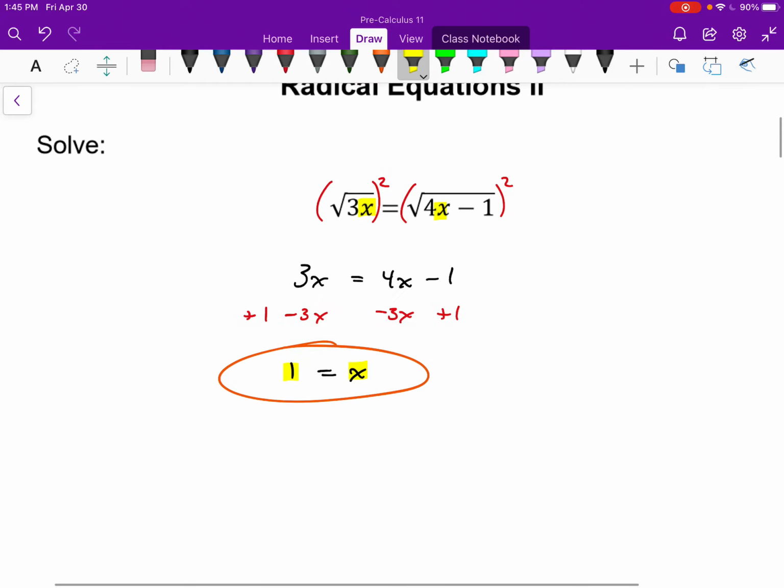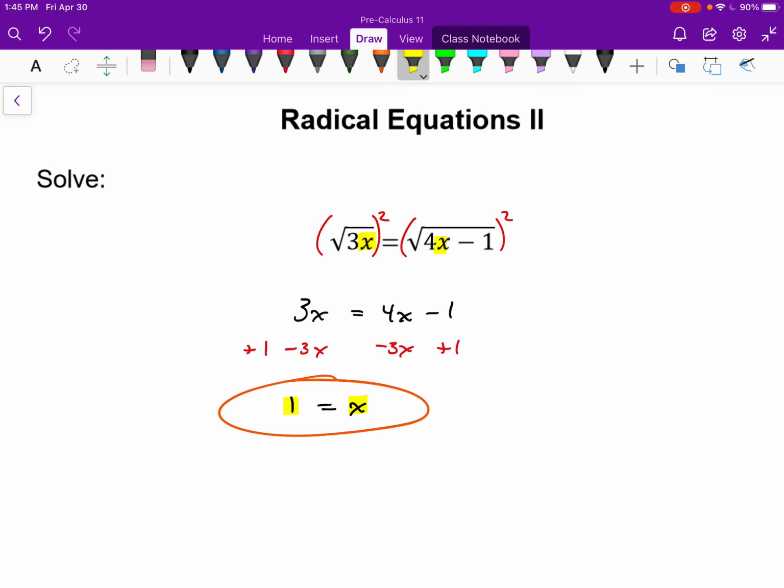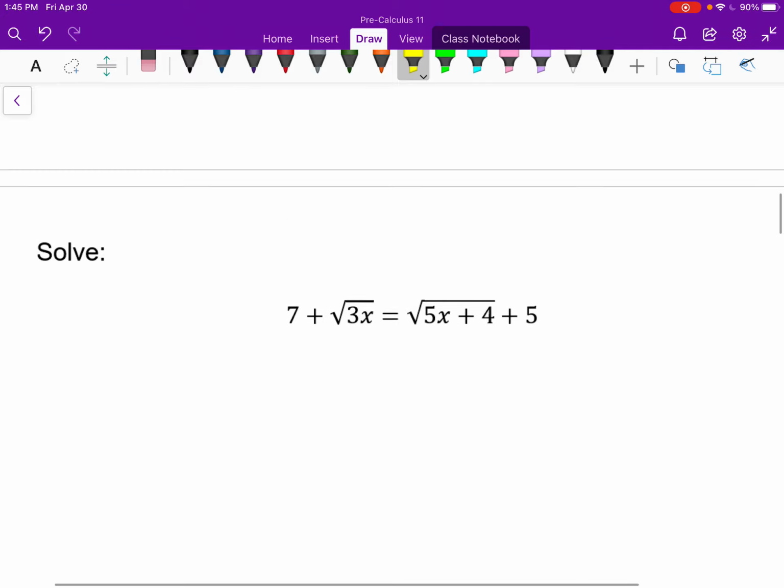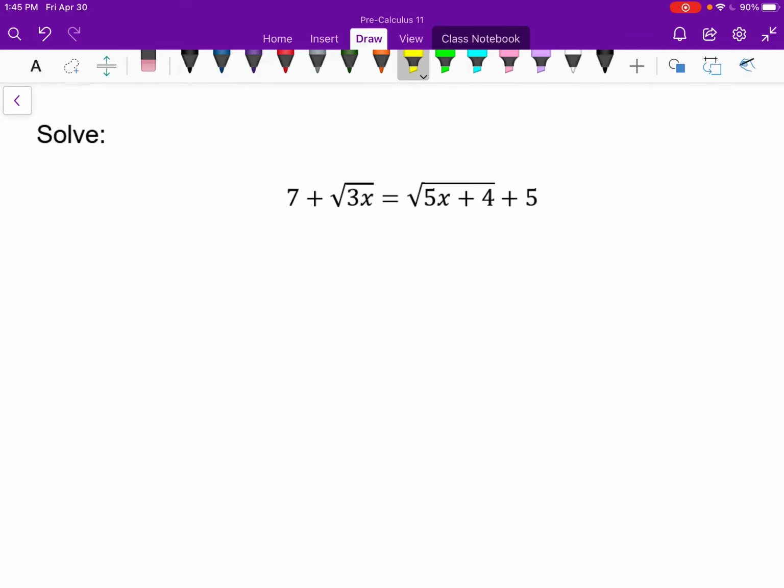Perfect. Well, that was a nice way to start. Again, if you just have one radical equaling another radical on the other side, and they're both the same type of root, it comes together quite nicely. This will not come together quite this nicely. But the one thing I don't recommend doing right away is squaring both sides.